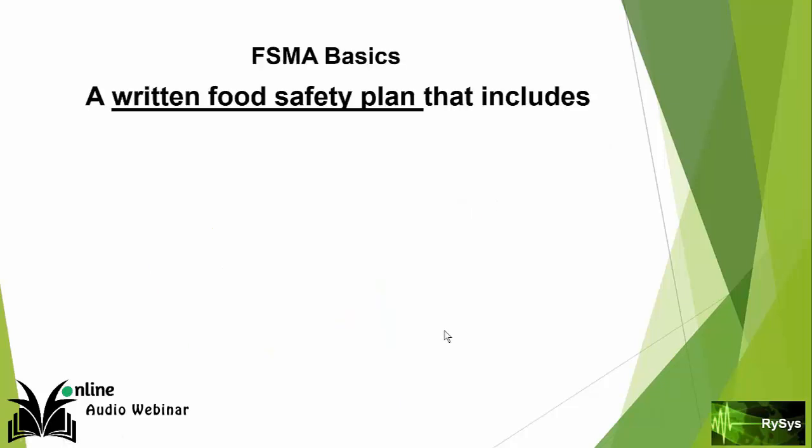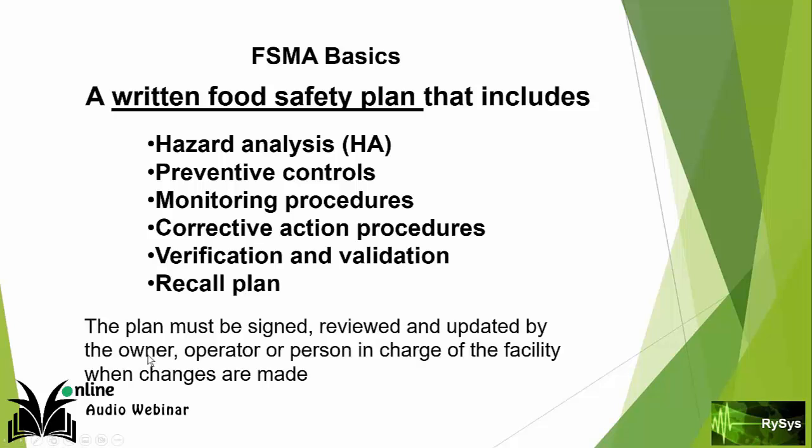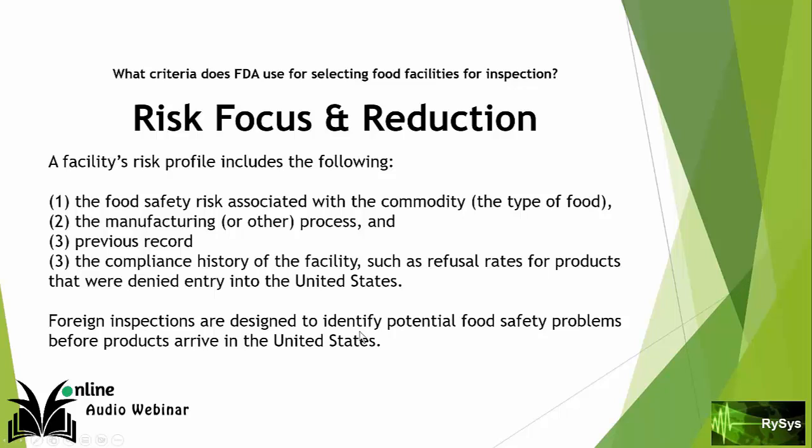FSMA requires a written food safety plan that includes your hazard analysis, preventive controls, how you're going to monitor and do corrective action, verification and validation, and a recall plan. As in all planning, the plan has to be signed, reviewed, and updated by the owner, operator, or person in charge of the facility. Foreign inspections are designed to identify potential food safety problems before products arrive in the U.S.